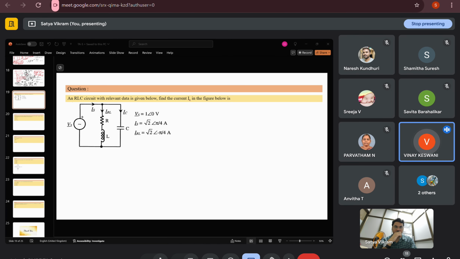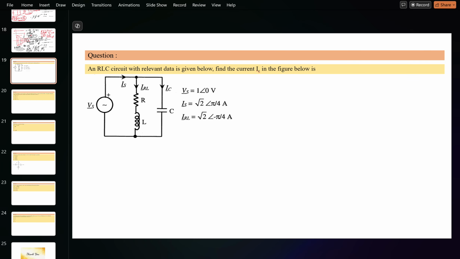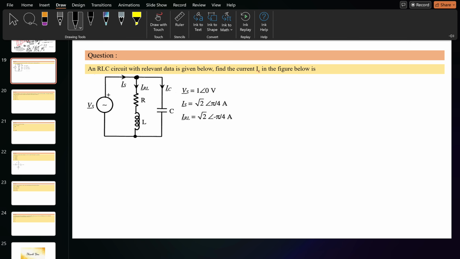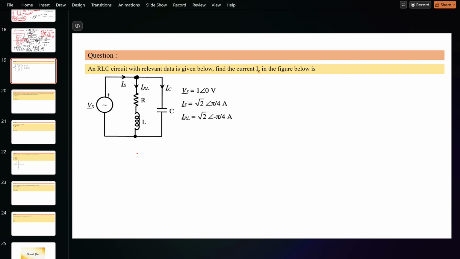You have to just apply KVL, correct? It's simple and straightforward. Not KVL, it's KCL at the node. Sorry, I mean to say KCL. IS would be root 2 cos of pi by 4 plus j root 2 sine of pi by 4. Then you subtract IRL from it, that is root 2 cos of minus pi by 4. Can you give me the exact number?